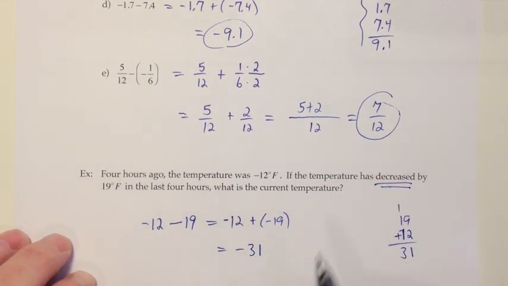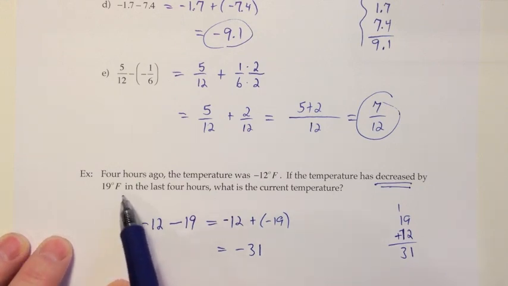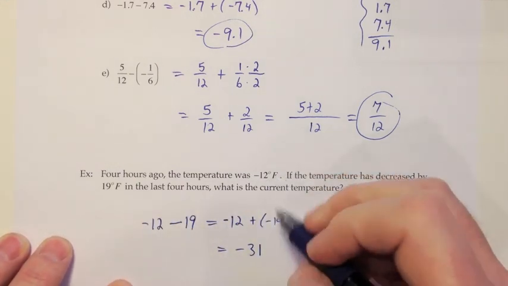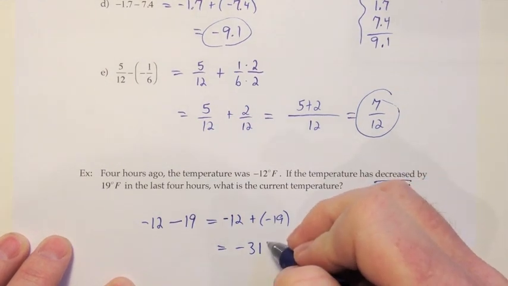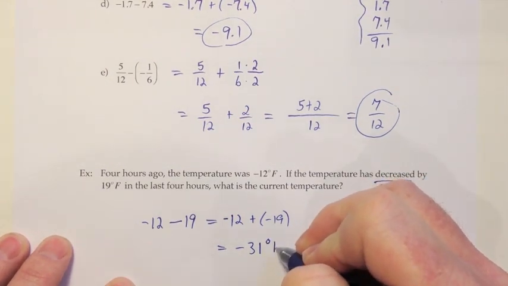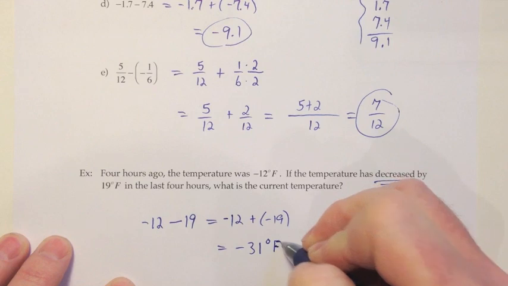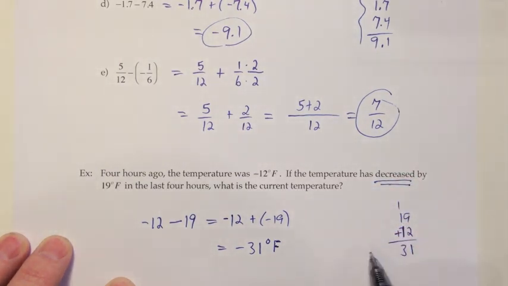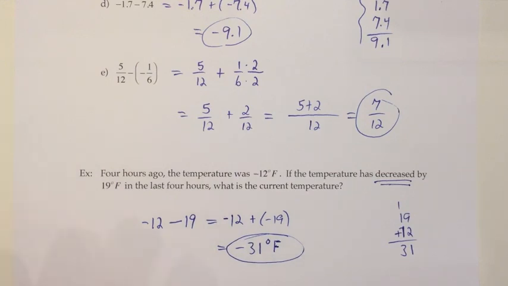And then this one's an application, so we don't just stop at the number, we have to do the units, and it looks like the units on the temperature was Fahrenheit. So what is the current temperature? Negative 31 degrees Fahrenheit. Bitter, bitter cold. And again, some scratch work over there, so I'll circle my answer here.